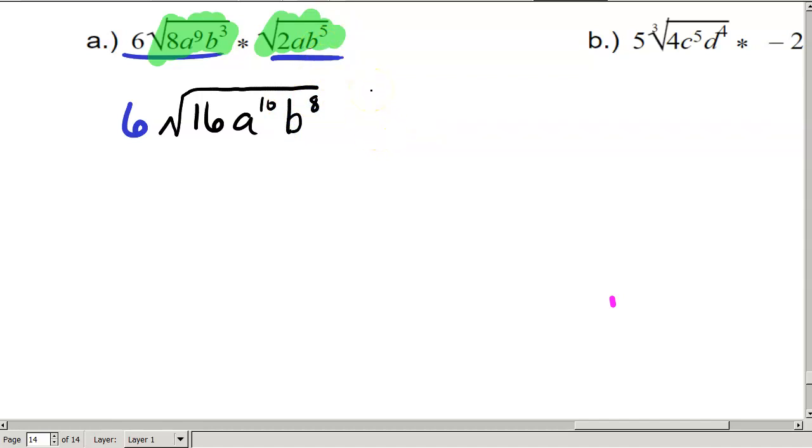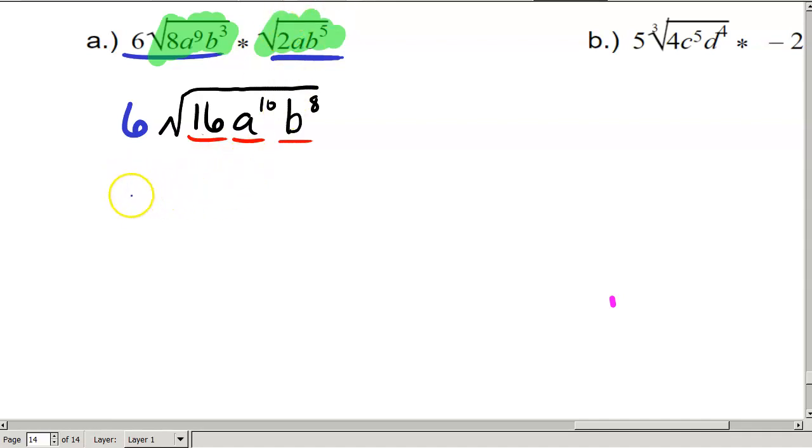All right, so now that I multiply these radicals together, again, I can do that because they're the same index. Once I multiply them together, now I want to reduce them, right? So we go back to that problem of, okay, what kind of perfect squares do I have in here? What is the square root of 16? What is the square root of a to the 10th? And what is the square root of b to the 8th? So we think about how many squares I have in this problem, or how can I rewrite this?